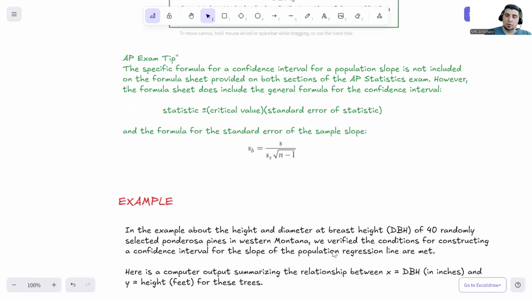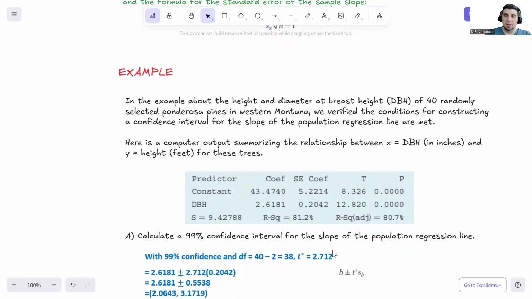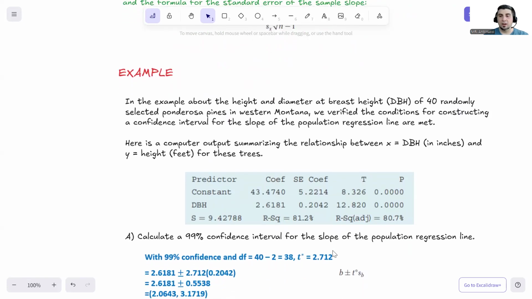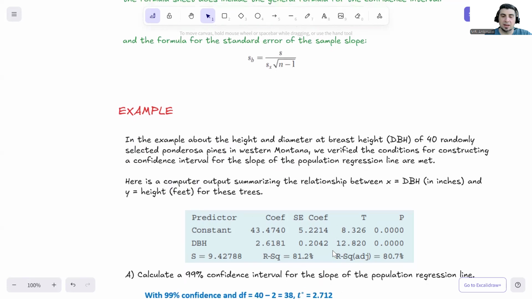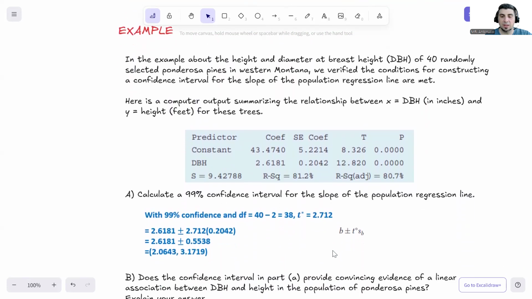and then interpret the results. So if we go back to that example about the diameter at breast height of the 40 selected ponderosa pines in western Montana, we have a computer output summarizing the relationship between x and y for those trees. Now remember, x equals the DBH in inches and y equals the height in feet for those trees. We want to calculate a 99% confidence interval for the slope of the population regression line. So here we go with 99% confidence, we'd have degrees of freedom 40 minus 2, which is 38.